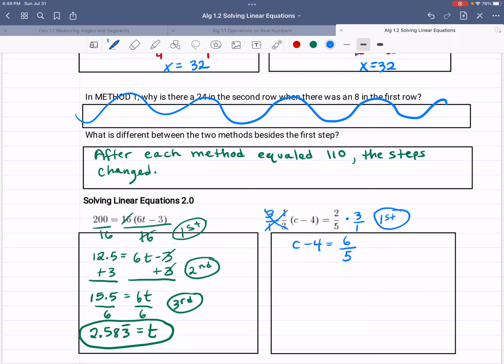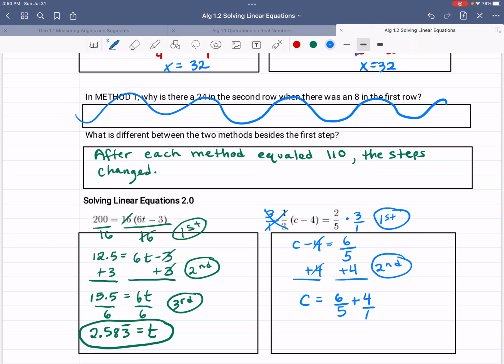Please don't let fractions scare you. If you need extra help with fractions, I'm happy to spend some extra time with you when we're working on our practice. The second step is we're going to add 4 to both sides. And then what do we do with that? Because we have a fraction plus a whole number. So c equals 6/5 plus 4. What do we do with that? Well, 4 is a whole number, so I can't write it as 1/4, but it is 4/1. If that helps, we can put it over 1, because 4/1 is still 4.